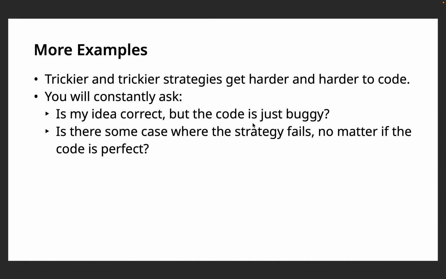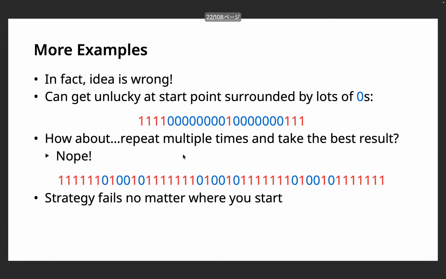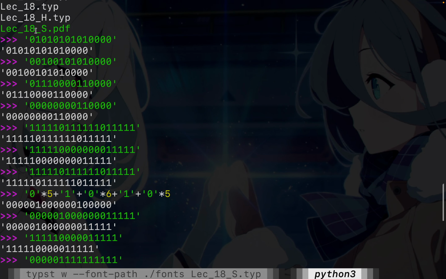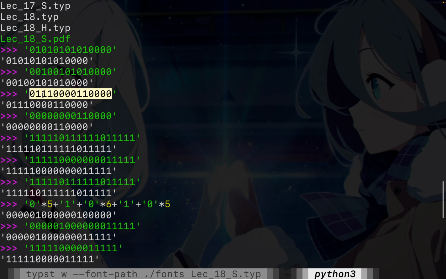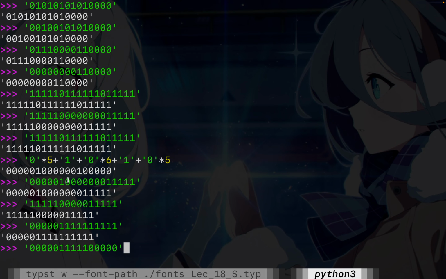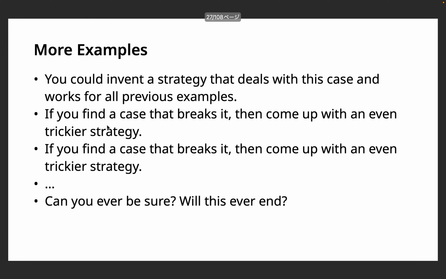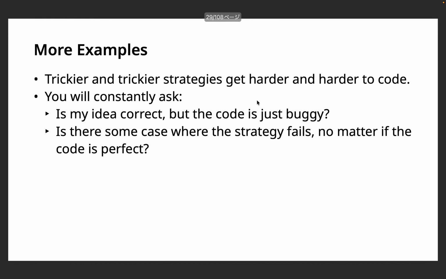So for example here, this idea of keeping track of the balance between zeros and ones is much harder to implement than our very first idea, which was flipping the longest series of ones. That's a lot more straightforward than keeping track of some arbitrary balance. So as it gets harder, it also gets harder to debug.